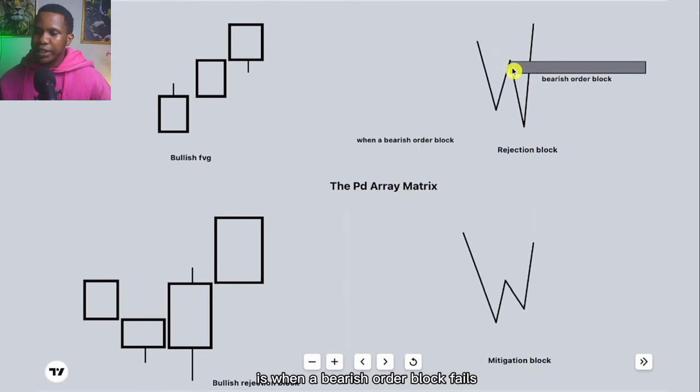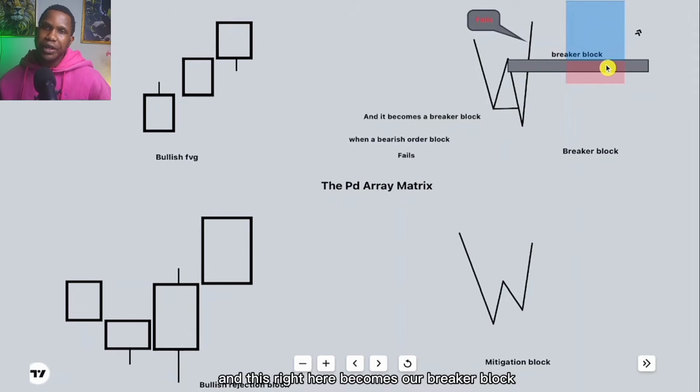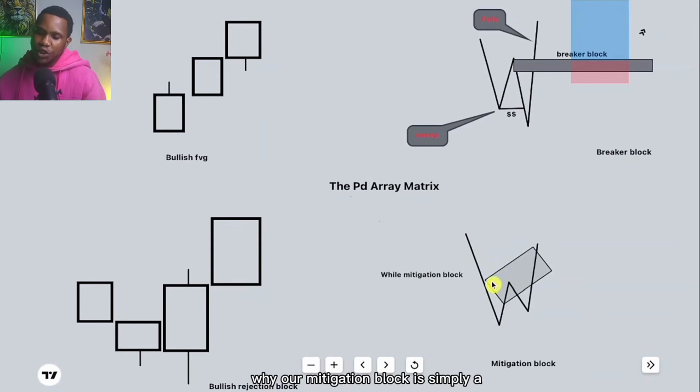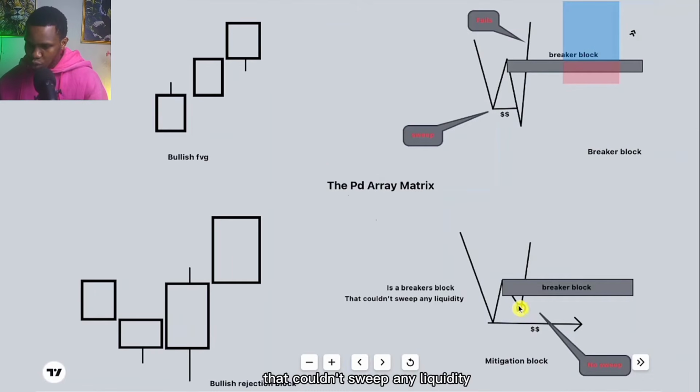Here are some of them. A rejection block is when a bearish order block fails, and this right here becomes our breaker block. Also, we must make sure it swept a liquidity before this failure. While our mitigation block is simply a breaker block that couldn't sweep any liquidity before failing.